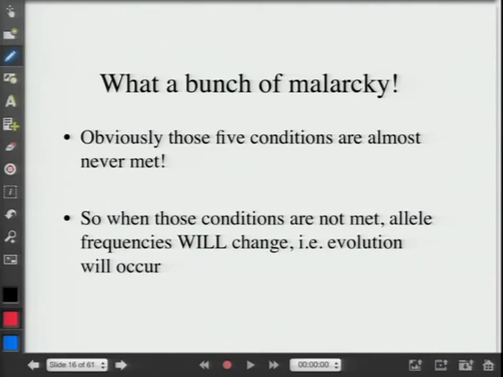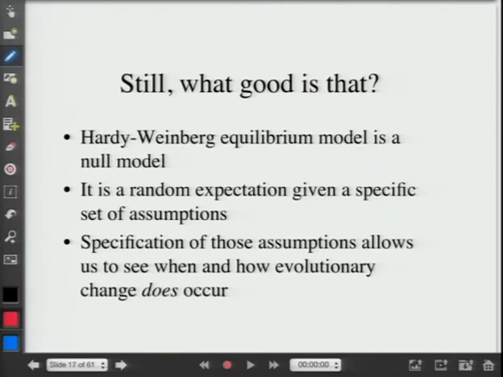But the point of this null model is that you can then specify when evolution does occur. So if Hardy-Weinberg equilibrium is a way of specifying when you do not get change in allele frequency, flipping that on its head, it's what allows you to specify what does cause changes in allele frequencies and genotype frequencies in populations. So when I say it's a null model, what I mean is it's a random expectation given a specific set of assumptions. Given these assumptions, without departures from this, we would expect no change in allele frequency.